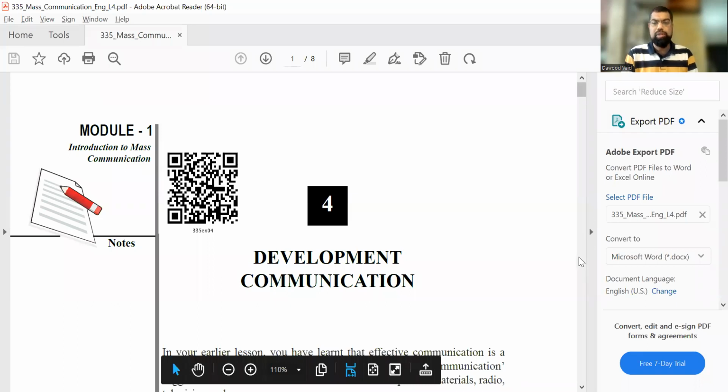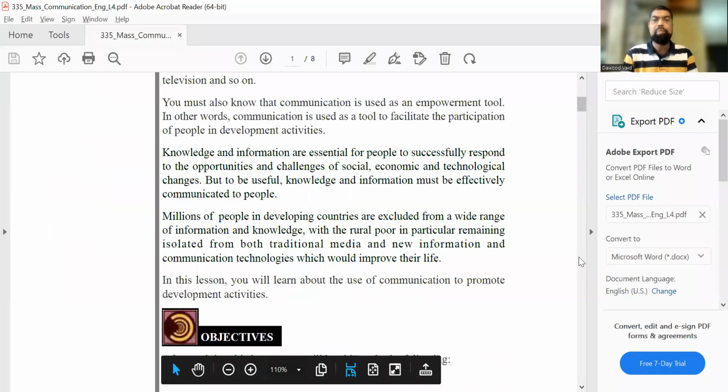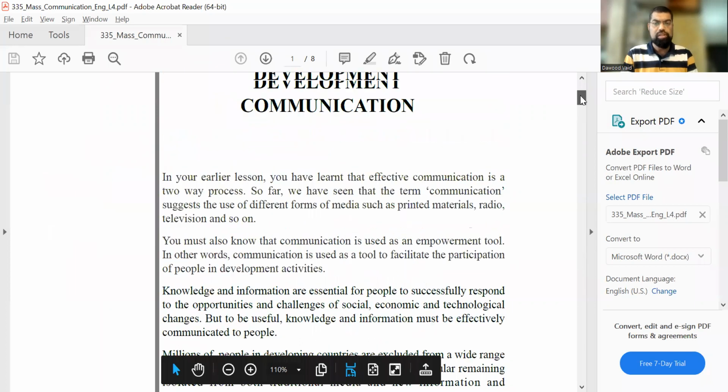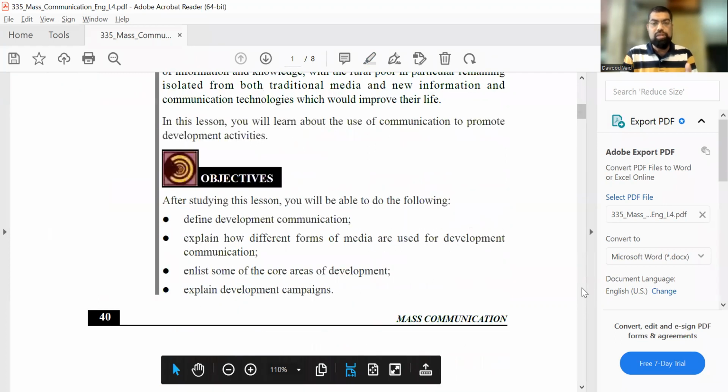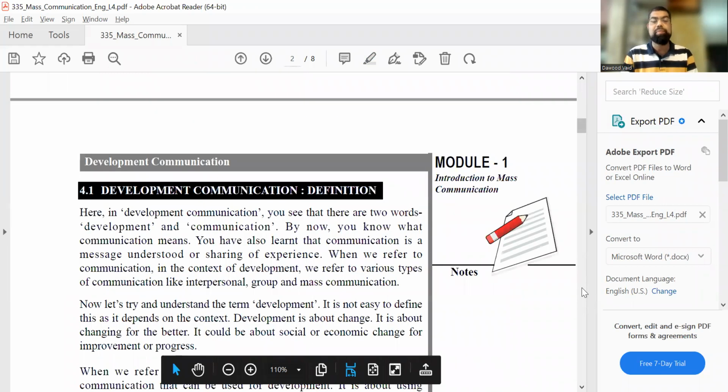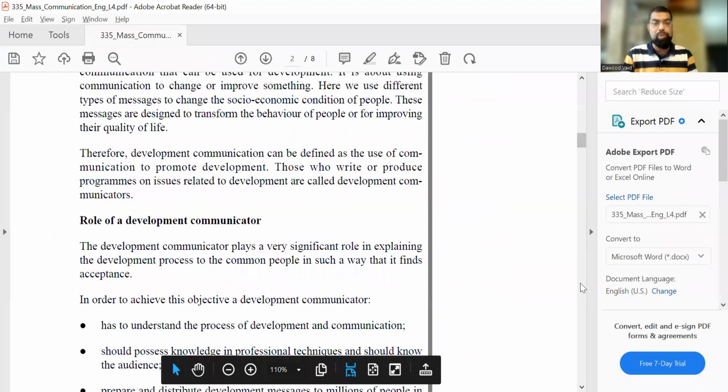Now we know what is communication. Communication is an empowering tool. It's a two-way process. So you convey effective communication, you convey a message through a medium. Now, what is development? Anything that gives you progress, anything that gives you change in the socio-economic condition of the people is development. So when you combine the two together, development communication is the use of communication to promote good development.